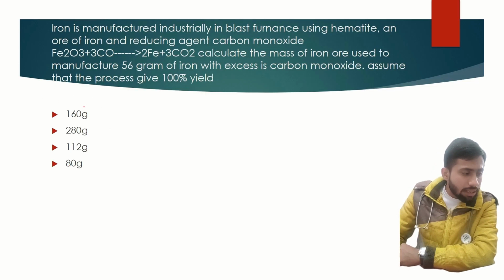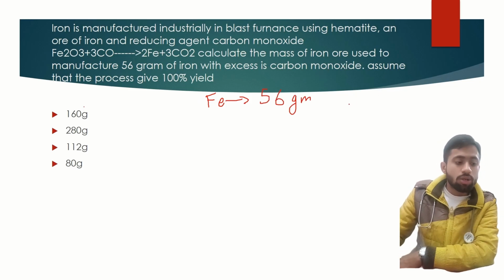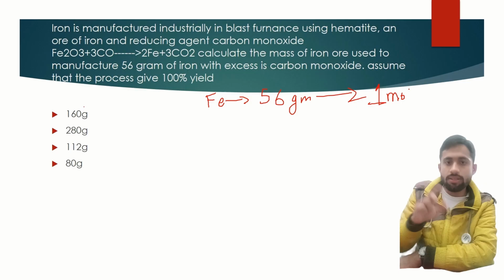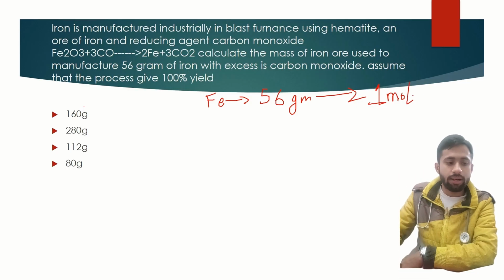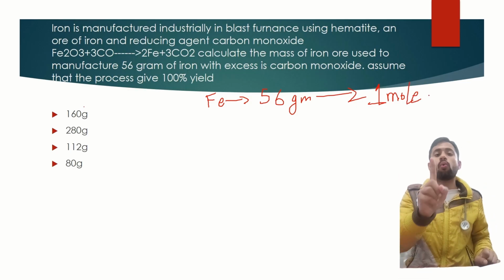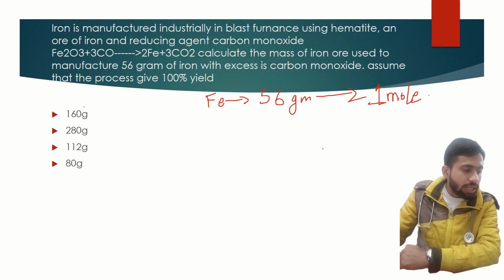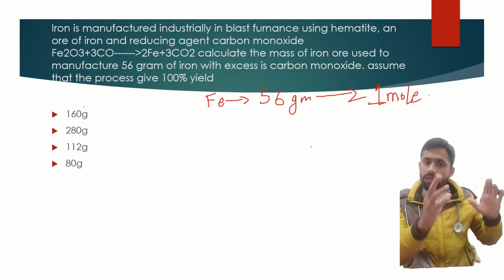This is basically saying that you need iron to be 56 grams, and that's the molar mass of iron. So in order to find the moles, it will give you 1 mole: mass in gram 56, molar mass 56, 56 and 56 cancel and give you 1 mole. You have to make 1 mole of iron. Okay, take the ratios now. It is saying assume the ratio to be 100%.